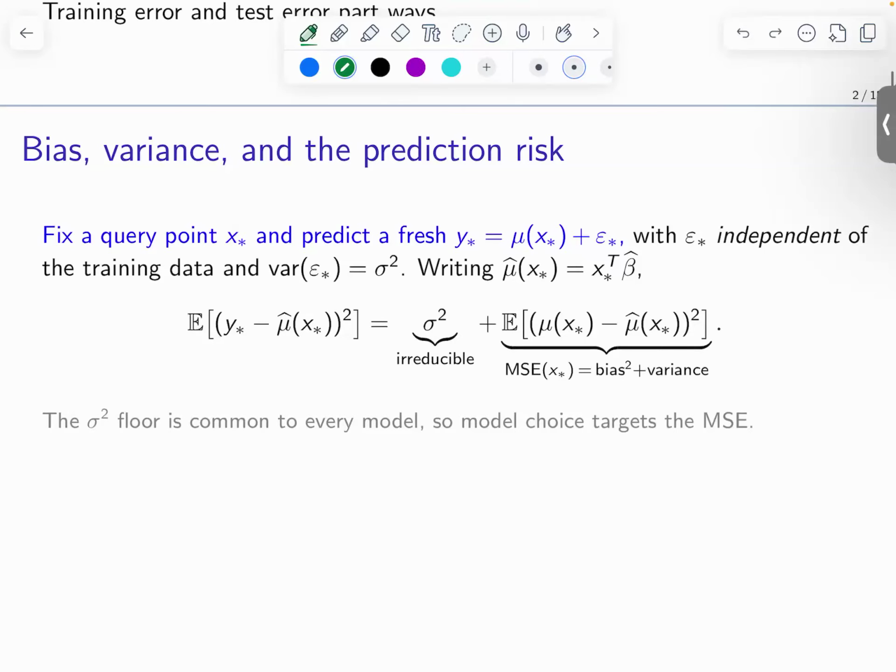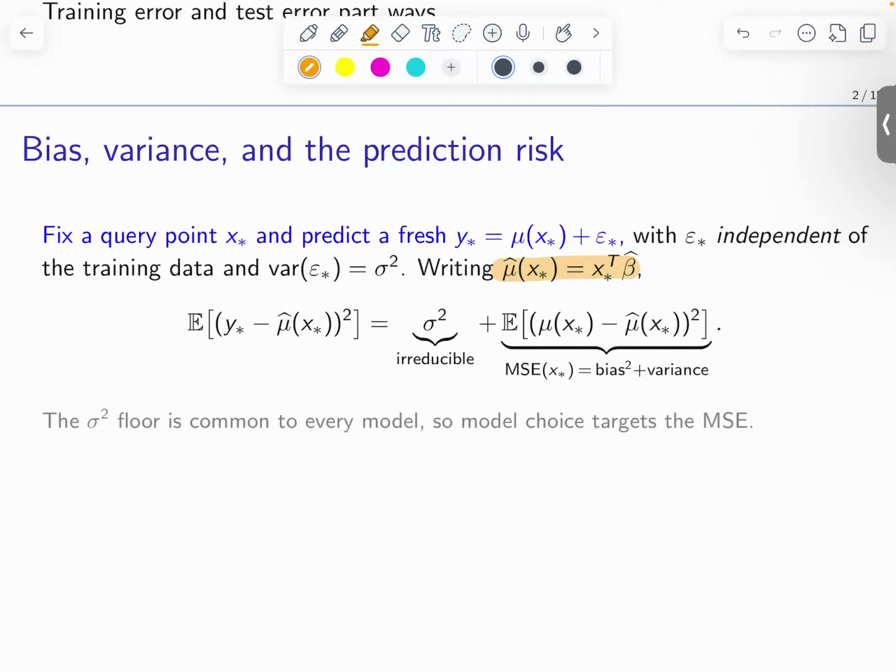Okay, so to get a sense of theoretically what's going on, fix a query point, x star, and this is going to be fixed in the sense that it's not random. Then draw a fresh sample, y star, as mu of x star plus epsilon star. So epsilon would be independent of the training data, and the variance is going to be sigma squared, the same as the training data. My prediction on this new data point would be mu hat of x star, which is x star transpose beta hat.